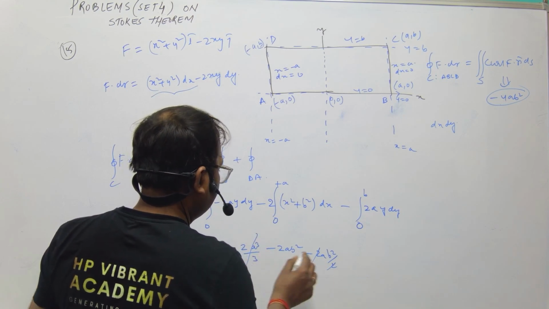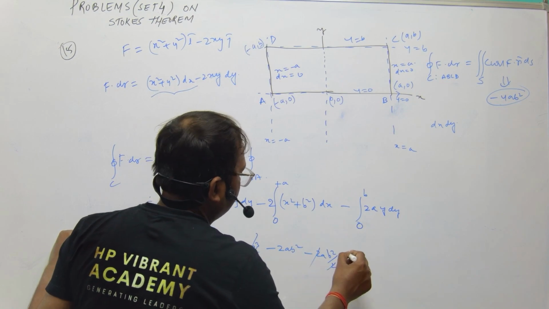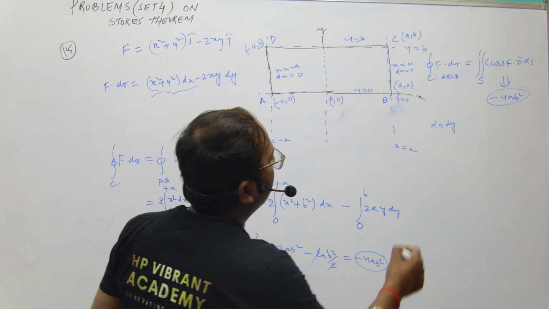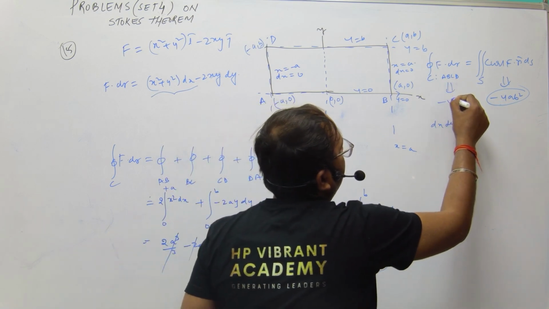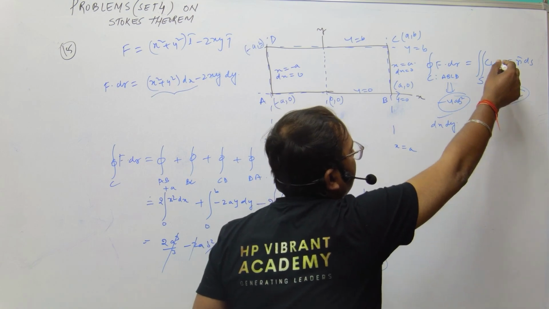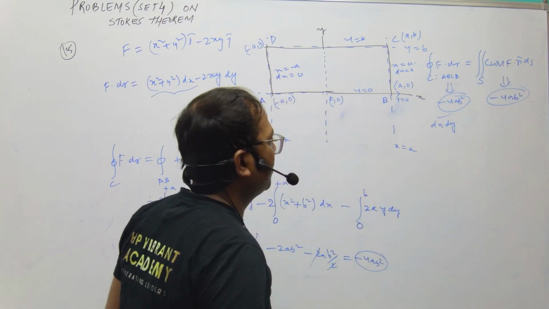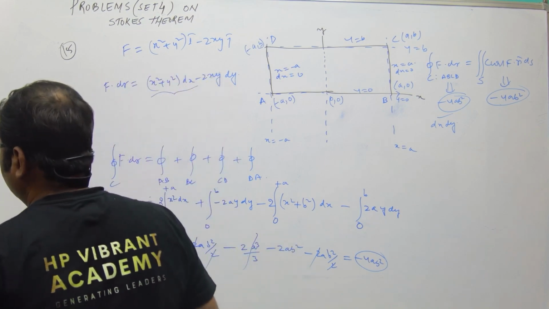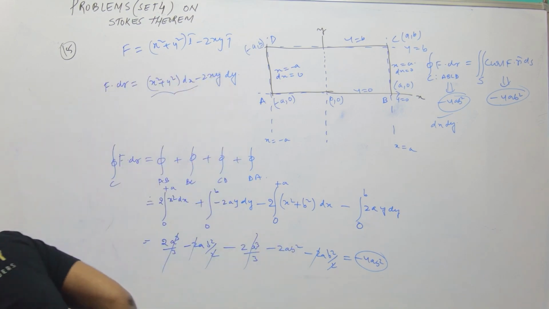So minus ab square minus ab square minus 2ab square. This is minus 4ab square. Okay, so the value of line integral is also minus 4ab square, and surface integral is also minus 4ab square. So this means Stokes theorem is being verified. Okay, so now let us discuss question number 16.